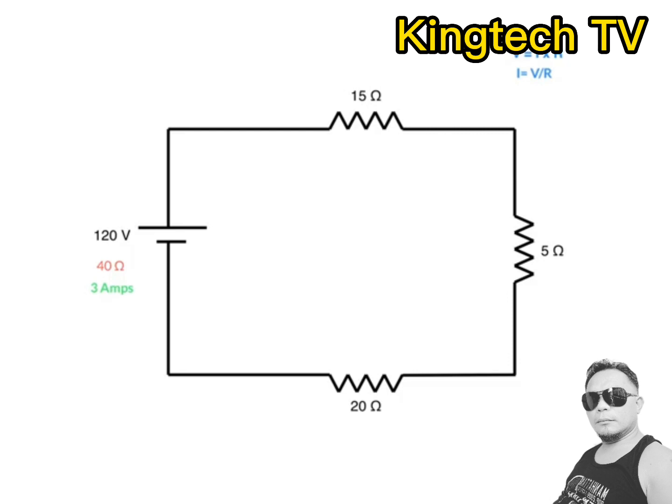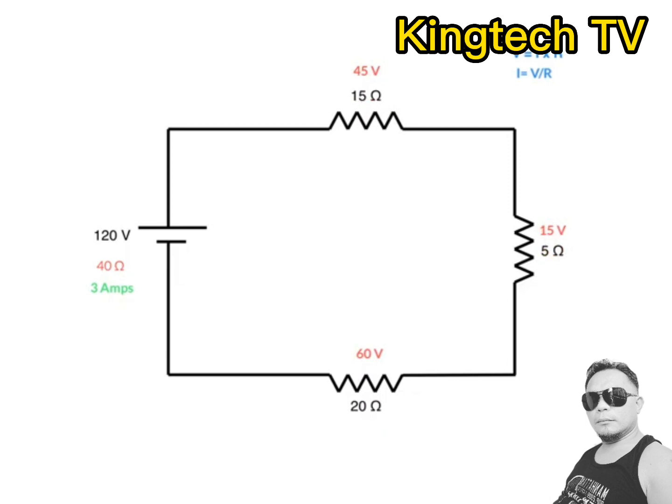So in order to figure out what our volt drops are going to be across the resistors here, all we have to do is take this 3 amps, look up here at this part of the formula, V is equal to I times R. Well, I can go 3 times 20, 3 times 5, and 3 times 15 will give me my volt drops across each resistor. So we take 3 times 20 gives me 60 volts, 3 times 5 gives me 15 volts, and 3 times 15 gives me 45 volts.